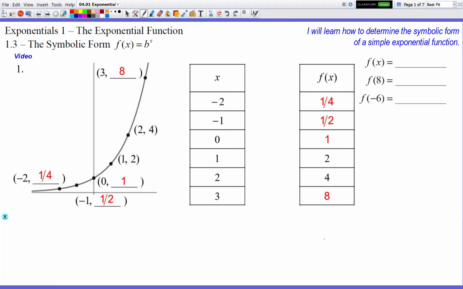So in the other lesson, 1.2, I showed you that to get the b value, you're always going to do this. You're going to write f of blank parentheses over f of blank parentheses again, equals a fraction bar. And this is going to be equal to our b value.